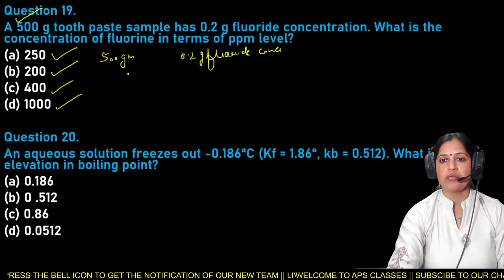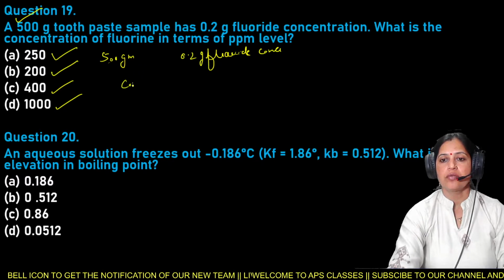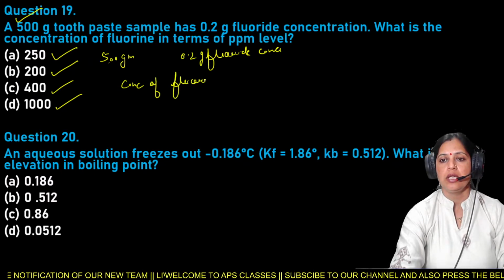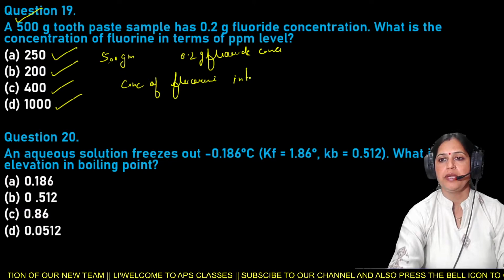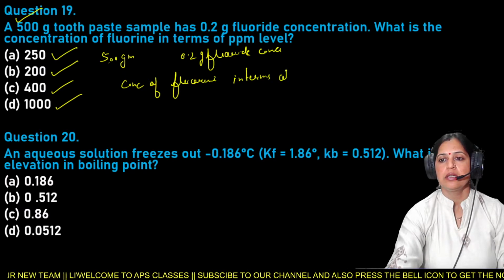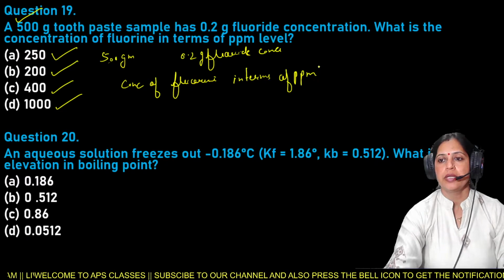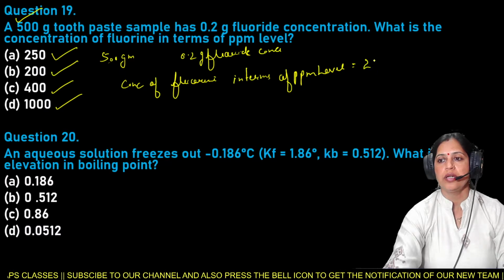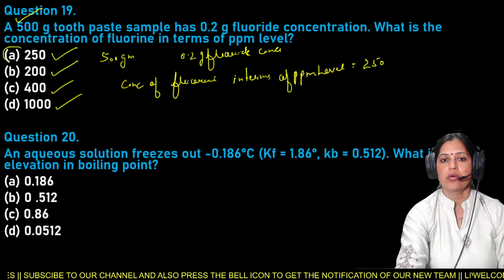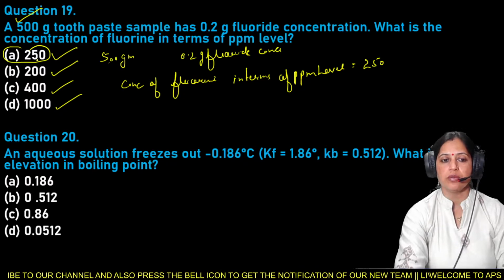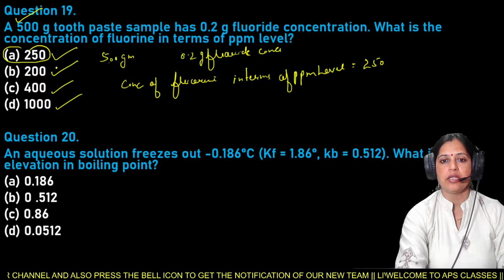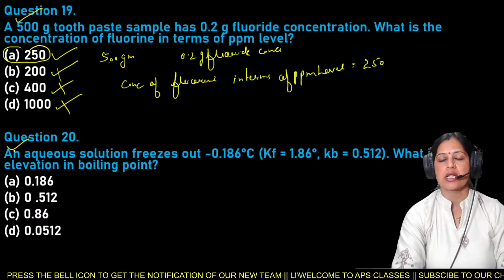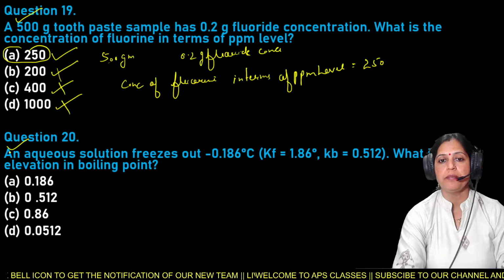So the concentration of the fluorine, in terms of ppm level, is 250. So your option A is the right answer for the question number 19. That is 250, not 200, not 400, not 1000. But 250 is the concentration of the fluorine in terms of the ppm level.